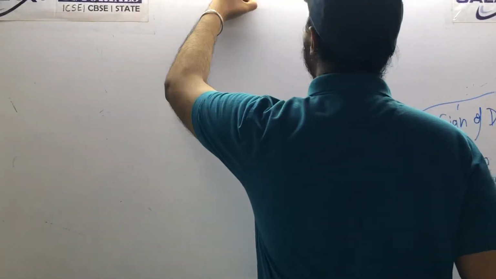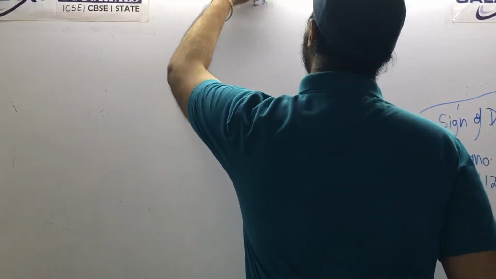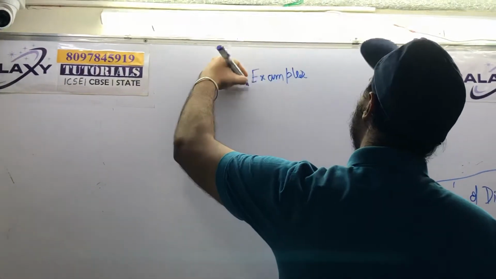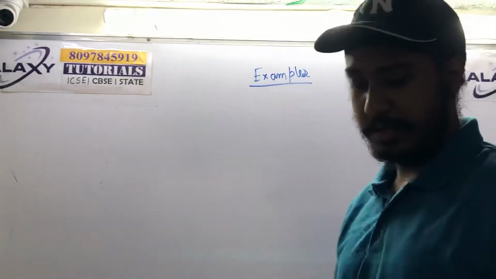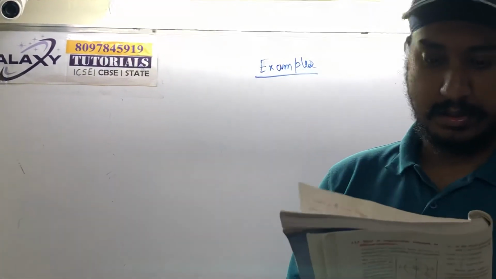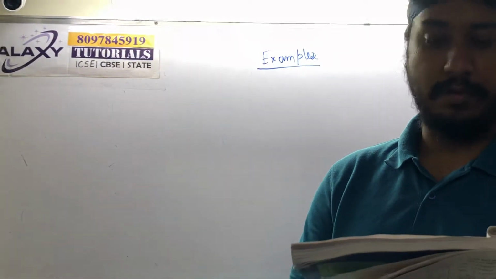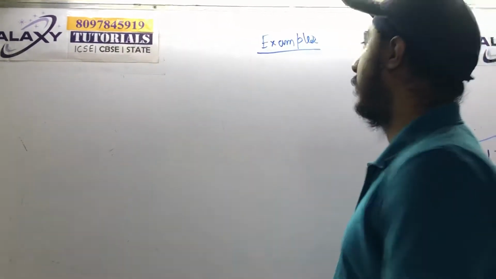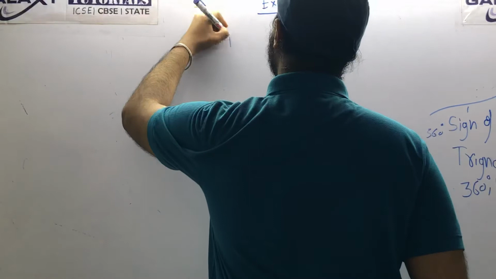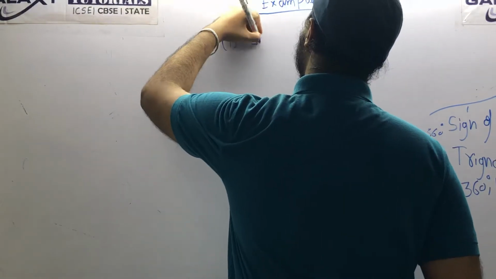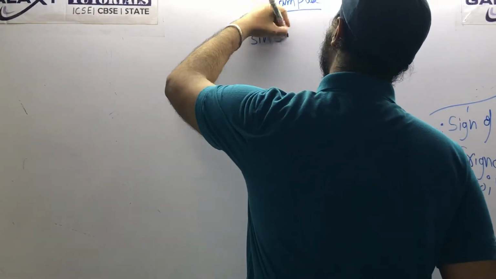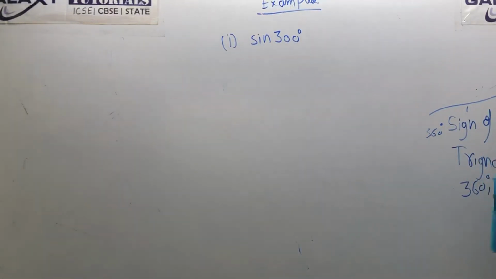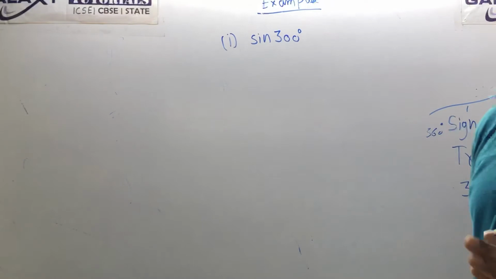Now we will do some simple examples. The first example is, you can see, find the sines of the following. The first part is sine 300. What they have asked is this. We don't have to find the value. We only have to find the sign of the sine.